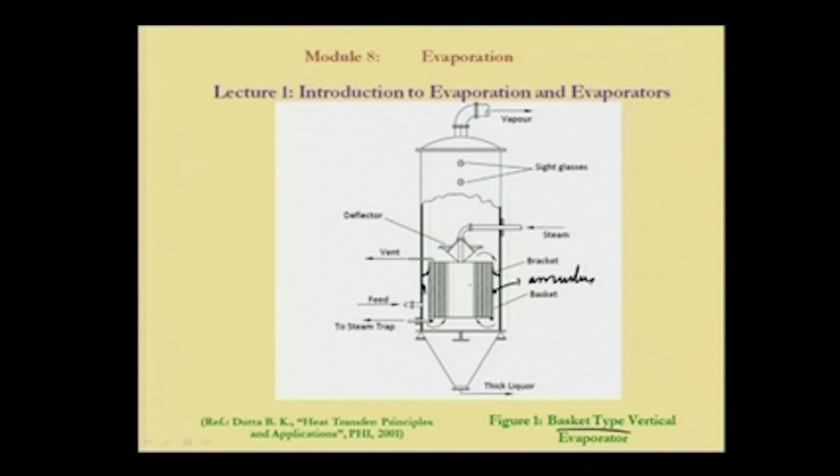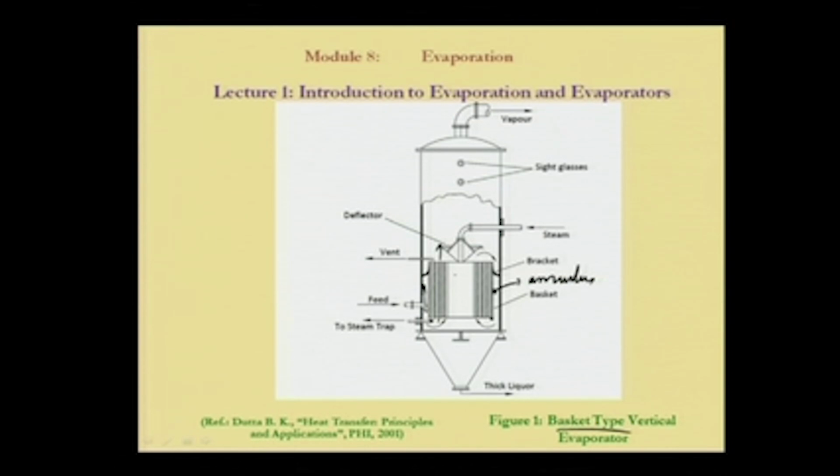Here the hot liquid flows down the annulus and then goes upward through the tubes, and steam enters the chest.